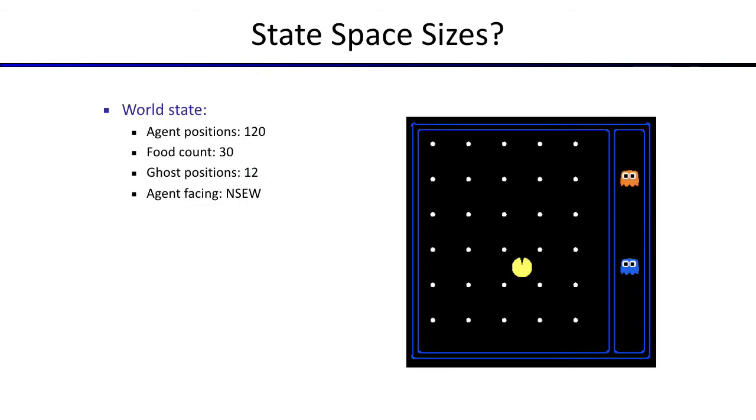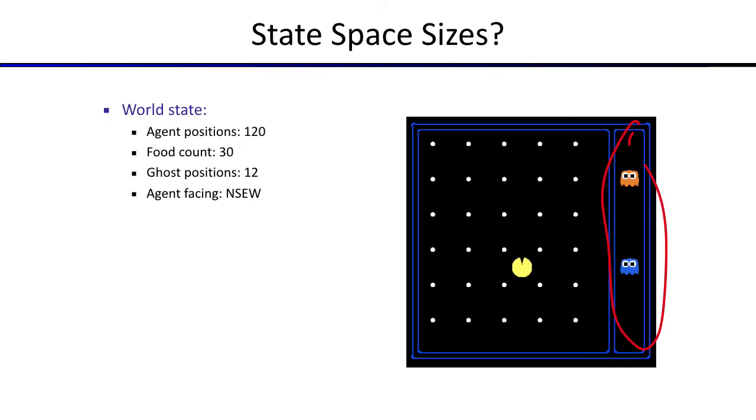So state space sizes. Here's a strange board. We have ghosts over here that can't actually interact with Pac-Man. So they don't matter to us at all, but they are part of the world state. In this world, there are 120 places that Pac-Man could be over here. There are 30 different pieces of food, and so we need to keep track of, for each one of those, whether it's been eaten. There are 12 positions that these ghosts could be in, and Pac-Man could be facing north, south, east, or west.